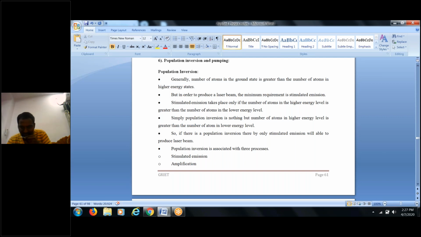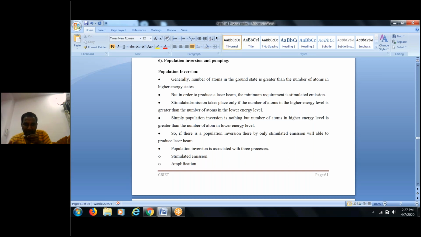Now what happens? The number of electrons present in the ground state is usually more than the number of electrons present at the higher energy level. That is, N1 is greater than N2. That is the condition for population.